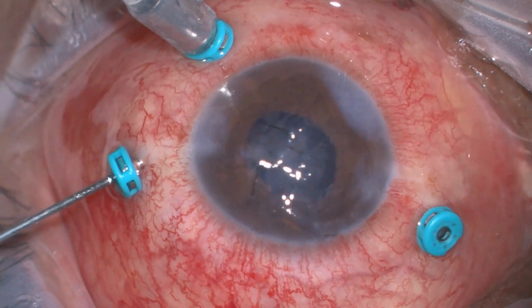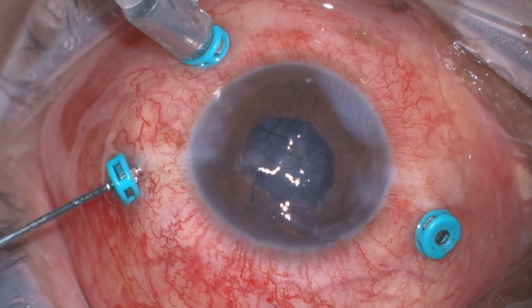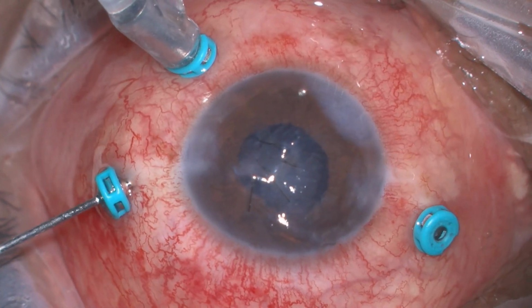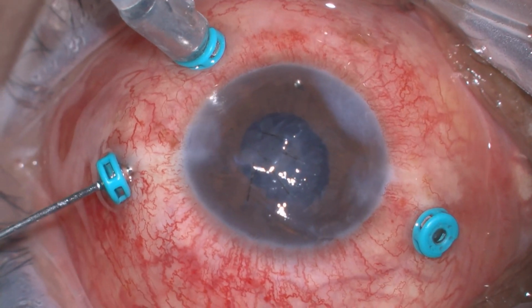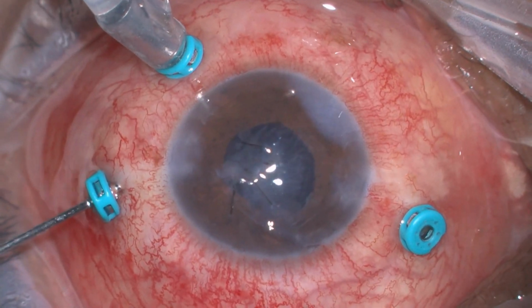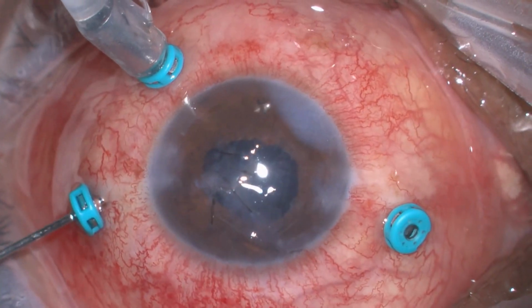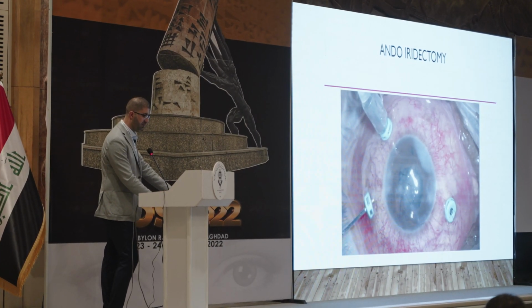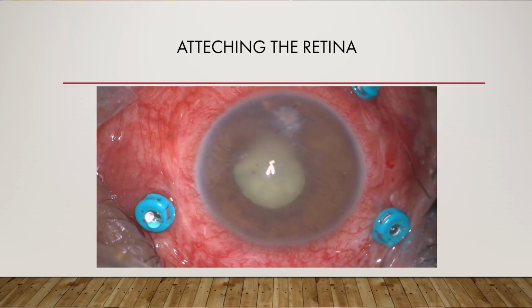Usually we are using silicone oil as a tamponade in endophthalmitis, but we are not putting in a lens. In this case, we also did it, and to prevent any silicone oil in the anterior chamber, we are doing an endoiridectomy. I am performing it from pars plana, but you can also do it from the anterior chamber. And the last step is attaching the retina and filling the eye with a suitable tamponade.